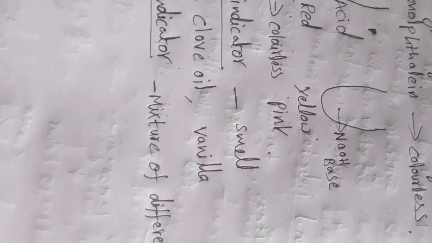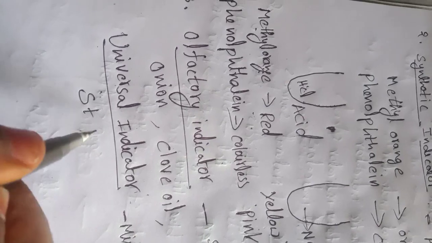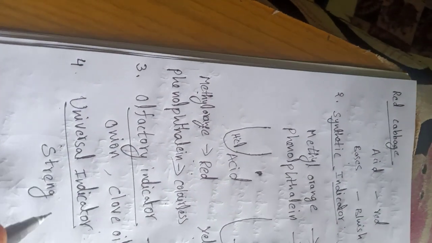Universal indicator means it is a mixture of different indicators. It shows different colors in different solutions. It will also show the strength of the acid, base, or alkaline substance.